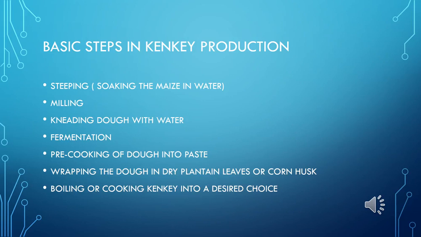Then the 5th one is pre-cooking of dough into paste. The 6th one is wrapping the dough in dry plantain leaves or corn husk. Then the last one is boiling or cooking the kenkey into a desired choice.